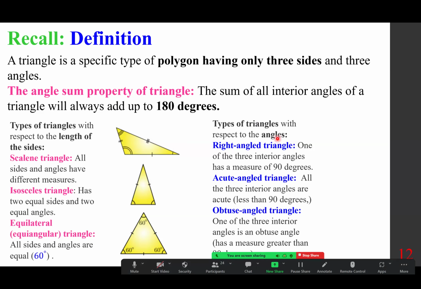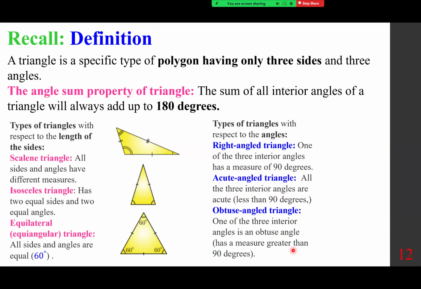Types of triangles with respect to the angles. Right angle triangle, one of the 3 interior angles must be 90 degrees. Acute angle triangle, all the 3 interior angles are acute, that means less than 90 degrees. Obtuse angle triangle means one of the 3 interior angles is an obtuse angle, which means it has a measure greater than 90 degrees.